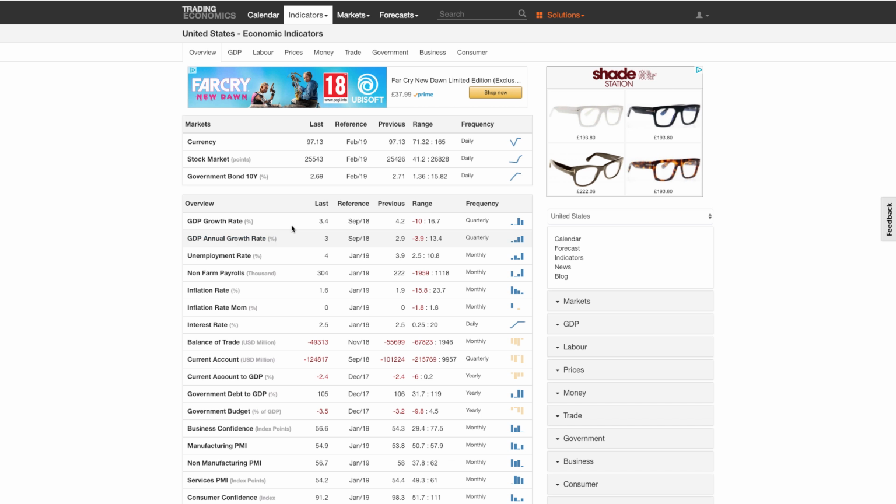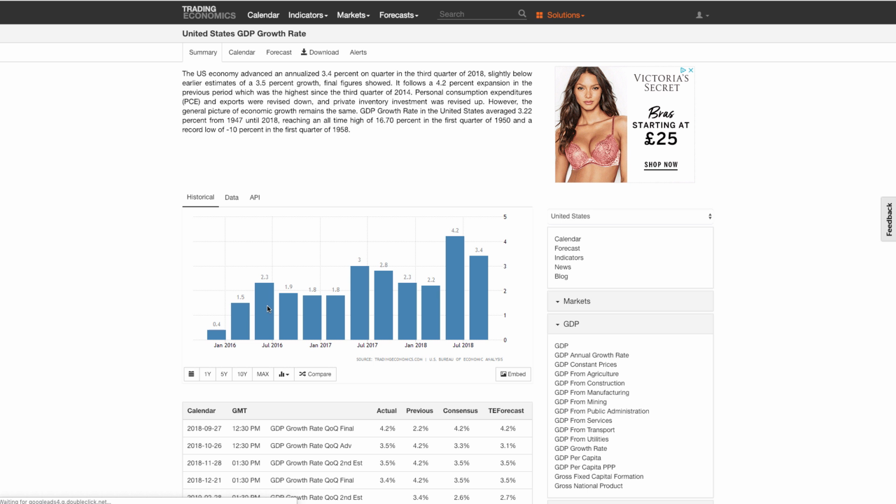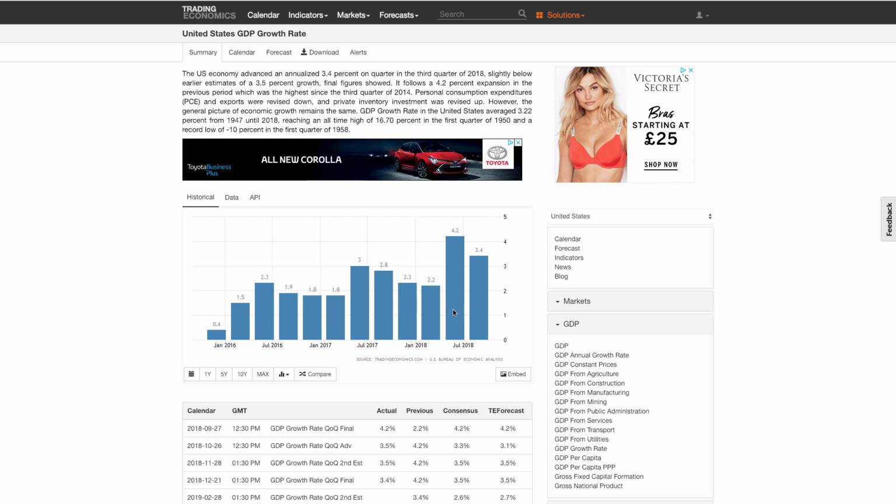So what you're doing is comparing the numbers. GDP growth rate: how well is a country's economy doing? 3.4% growth, 4.2, 3.4. You can just click on it and it will show you the growth rate. It's going higher, yes, higher, lower, but overall it's higher.